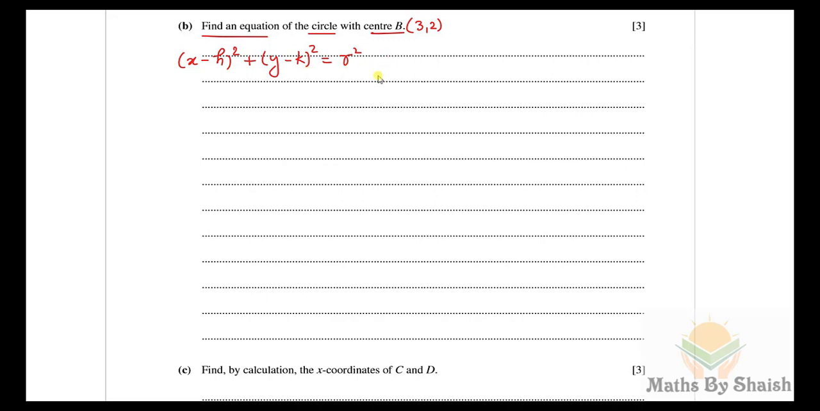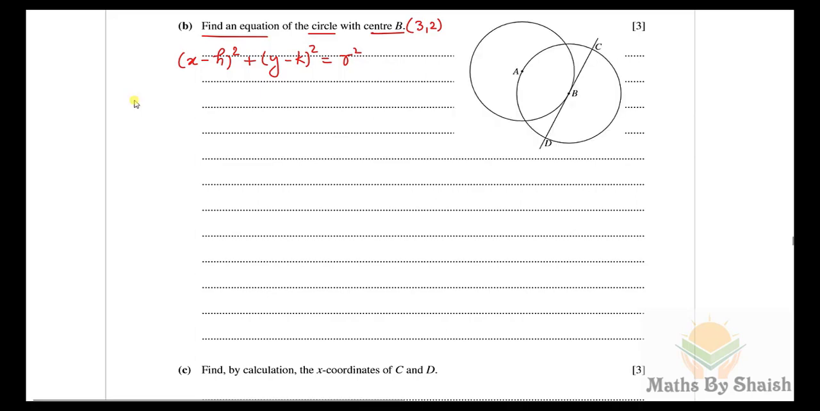I'll bring the diagram here so that it will be clear. So we have coordinates of A -1, 4, coordinates of B 3, 2. So this AB would be the radius of the circle with center B. So radius r is going to be the square root of the difference of x coordinates squared, that is -1 minus 3 whole square, plus the difference of y coordinates, 4 minus 2 whole square, and hence it becomes 4 squared is 16 plus 2 squared is 4, and hence it becomes root 20.